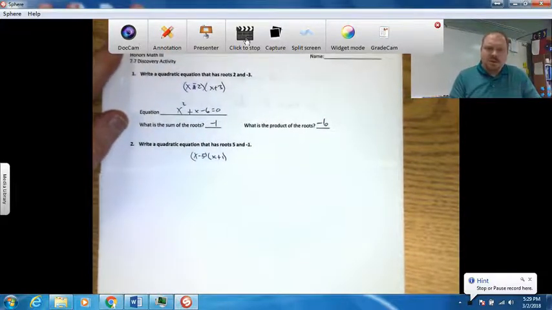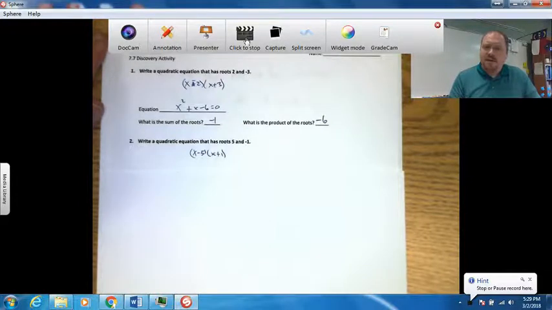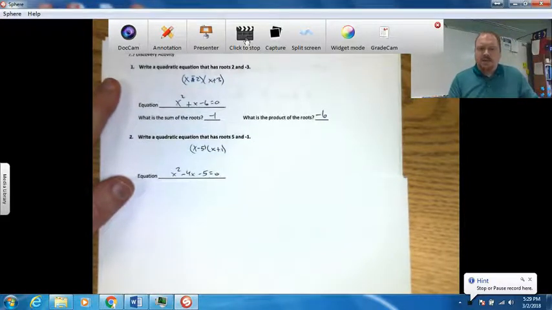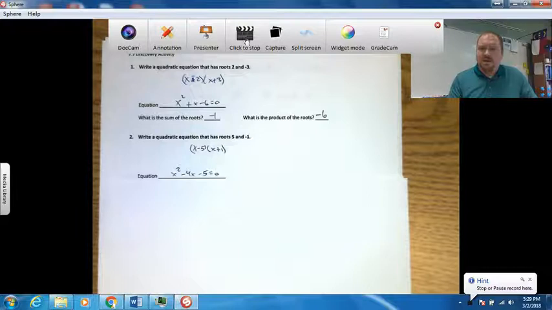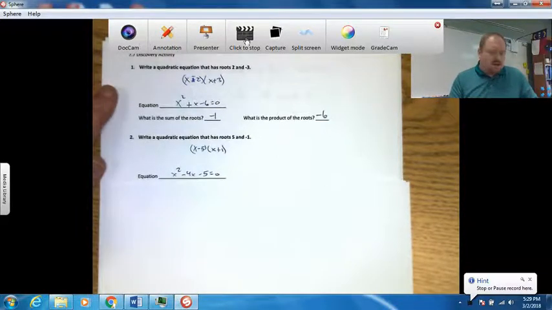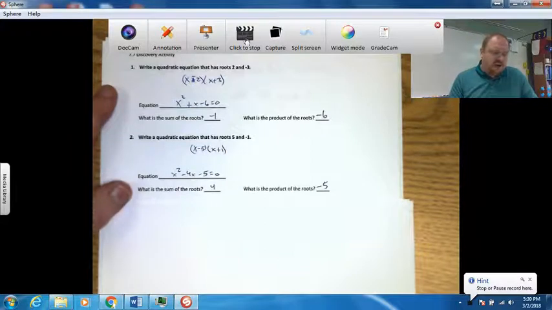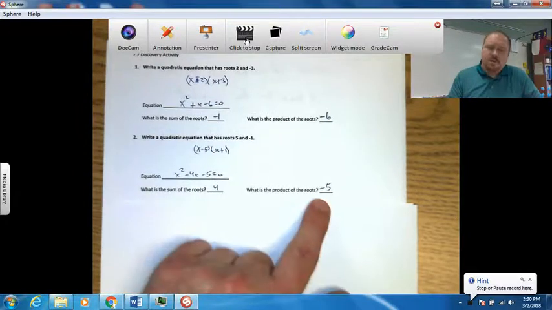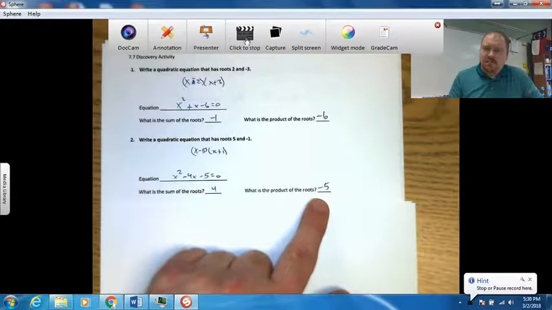For number 2, I have roots of 5 and negative 1, so I write my factors with the opposite sign. So it's x minus 5 and x plus 1. No big deal. So when I multiply that out, I get x squared minus 4x minus 5 equals 0. And then when I add the roots together, I get 4. And when I multiply them together, I get negative 5. Okay?